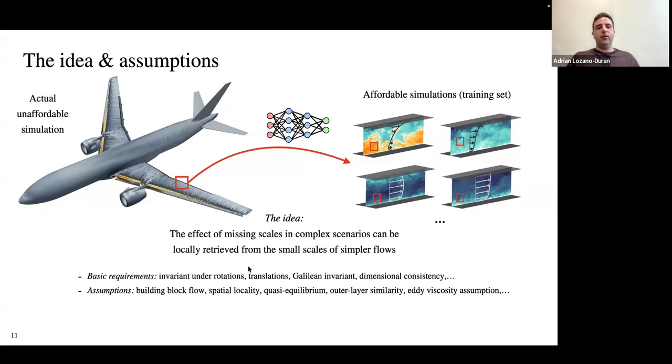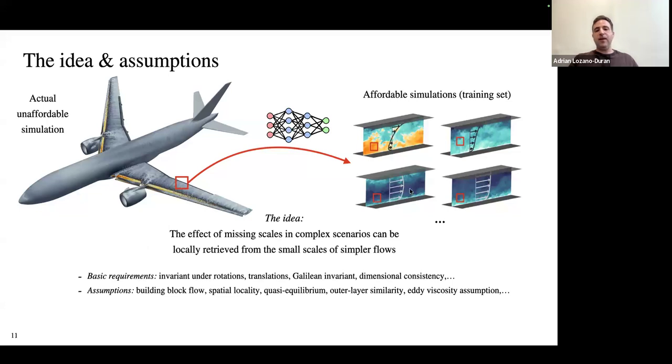So this is the main assumption. And this is what we call the building block flow assumption. And obviously this has to be satisfied up to a degree of freedom, otherwise that will propagate into errors in the predictions. There are other basic requirements that I won't go into much, but these are mandatory for any model. They have to be invariant under rotations and translations, they have to be Galilean invariant, and they have to be dimensionally consistent. Otherwise the model will break.